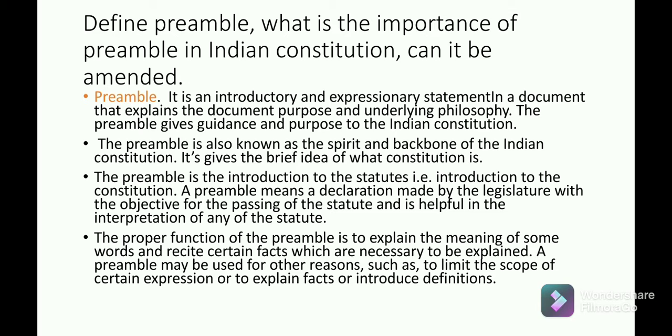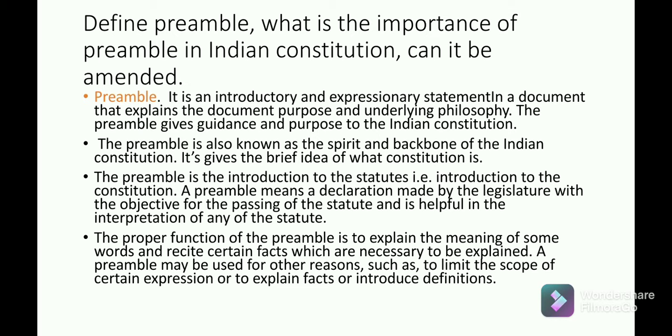For instance, in the Indian Constitution, we can see the meaning of sovereign, what is socialist. The Indian Constitution tells us about justice, equality, liberty, fraternity, etc. Okay, I'm talking about the Indian Constitution now. The preamble in the Indian Constitution gives the lawmakers understanding, guidance and purpose. The preamble is also referred to as the spirit and backbone of the Indian Constitution, because it gives a brief idea of all the major things happening in the Constitution.